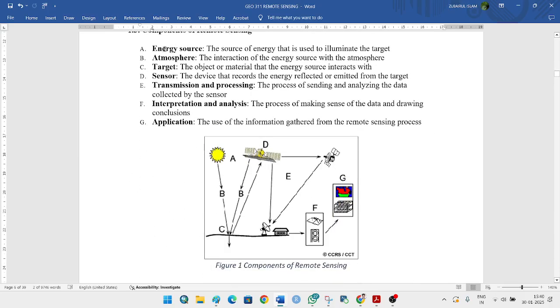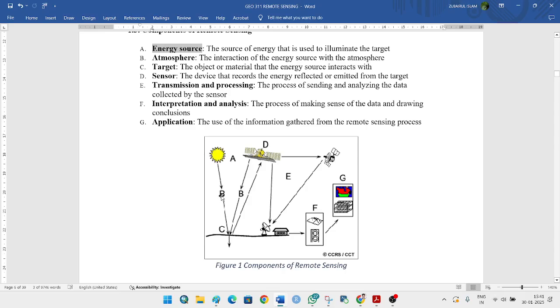When we come to the components, the same components are arranged here in an orderly manner. First, we need to know the energy of the sun, then interaction with the atmosphere, then interaction with the surface objects. So part B is given here because there are two types of remote sensing. One is passive remote sensing, which is dependent on the sun's energy. Another is active remote sensing. In active remote sensing, the energy is produced by the satellite.